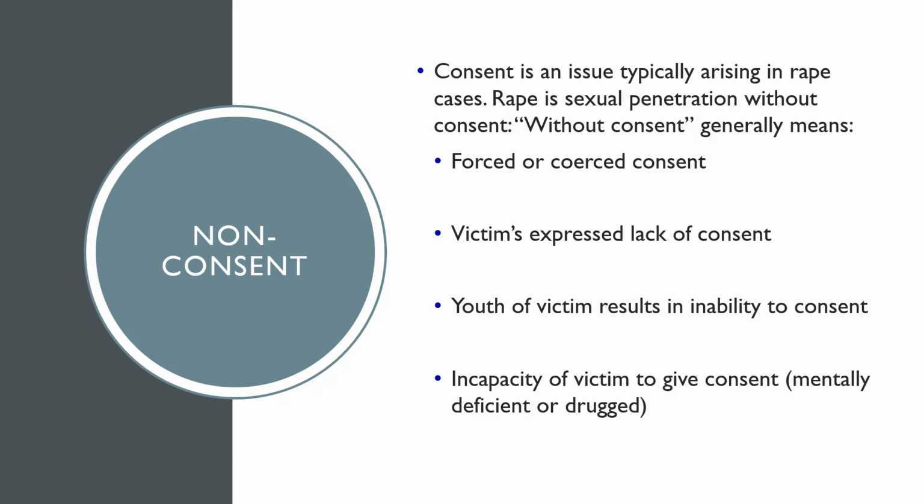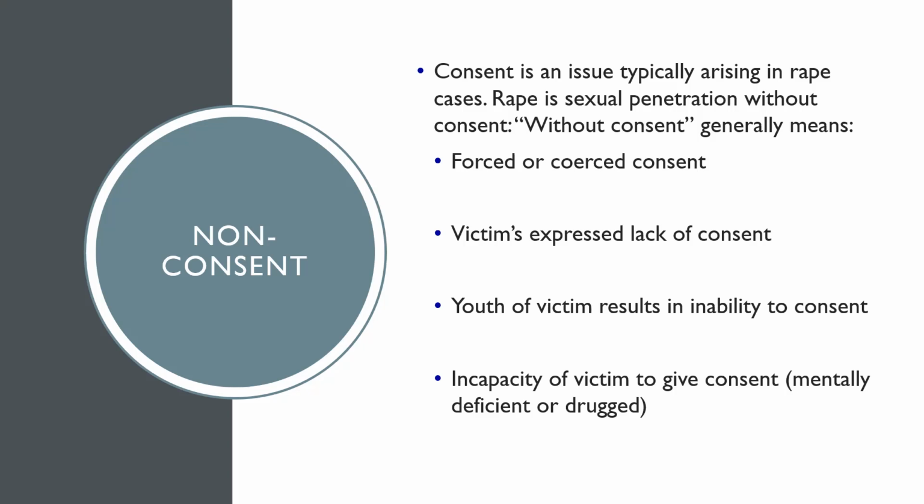And sometimes this is really easy to see. You took a knife, you took a gun, you took an object, and you threatened to beat or kill the other person. That's forced or coerced consent if they didn't consent. Also, sometimes the victim simply doesn't express consent, maybe out of terror. Sometimes the victim is so young that they have no ability to consent.